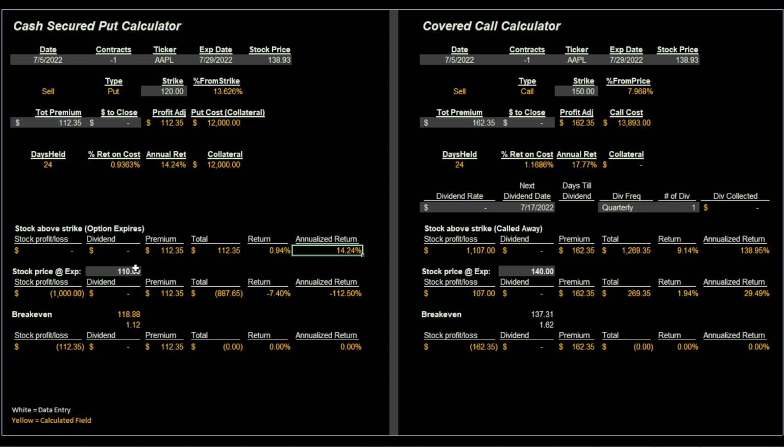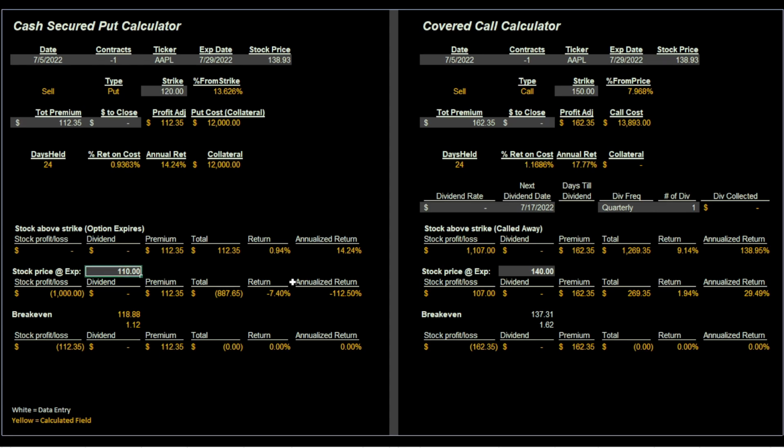Now, stock price at expiration. This second one is basically saying, let's pick a number. In this case, I said, what if it drops all the way to 110? What's the damage here? You would have lost $1,000 on the stock itself because you agreed to buy it at 120 and it dropped to 110. But you did make $112 in premium when you sold the contract. So altogether, you're out about $900. If you annualize that, obviously it looks horrible. But let's not forget that you do own Apple stock at 120. So this is just a quick way to look at it.